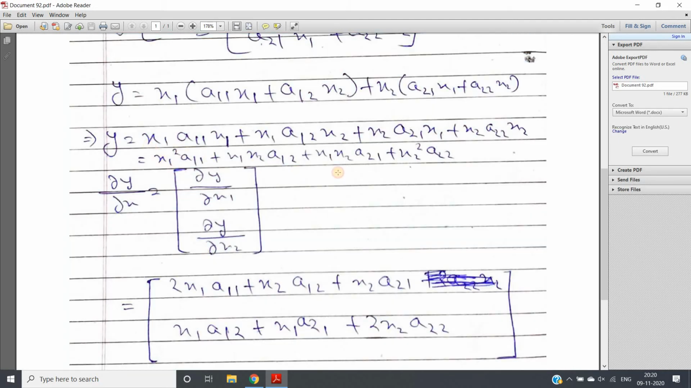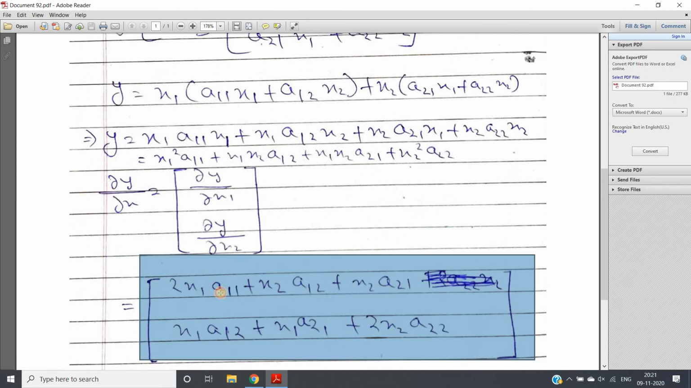And now similarly, if you differentiate with respect to x2, what will happen? This first term has no x2 term, so it will become 0. The whole term will be treated like a constant, and constant derivative is 0. Then derivative of x1 x2 a12 with respect to x2 will be x1 a12. Derivative of this one with respect to x2 will be x1 a21. And derivative of this one with respect to x2 will be 2x2 a22. That's what I have written here, and this is what we are getting as del y del x.